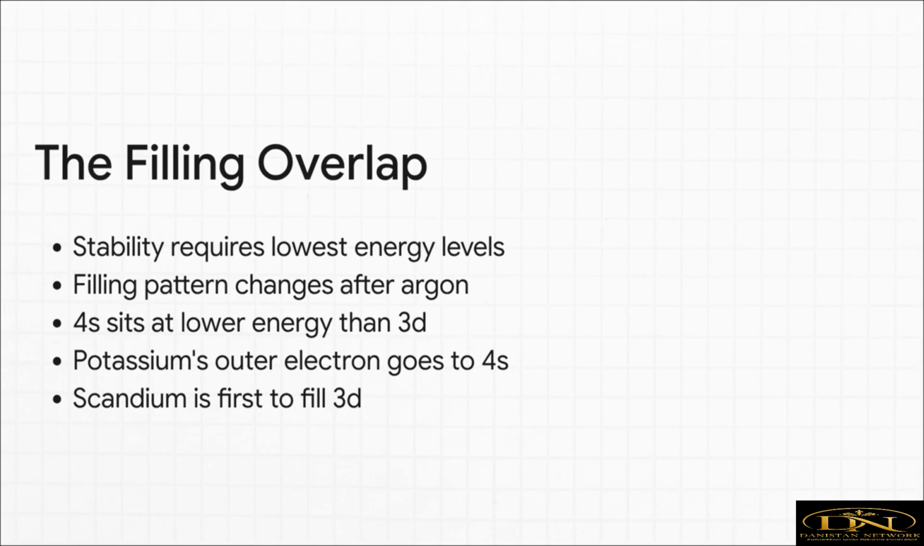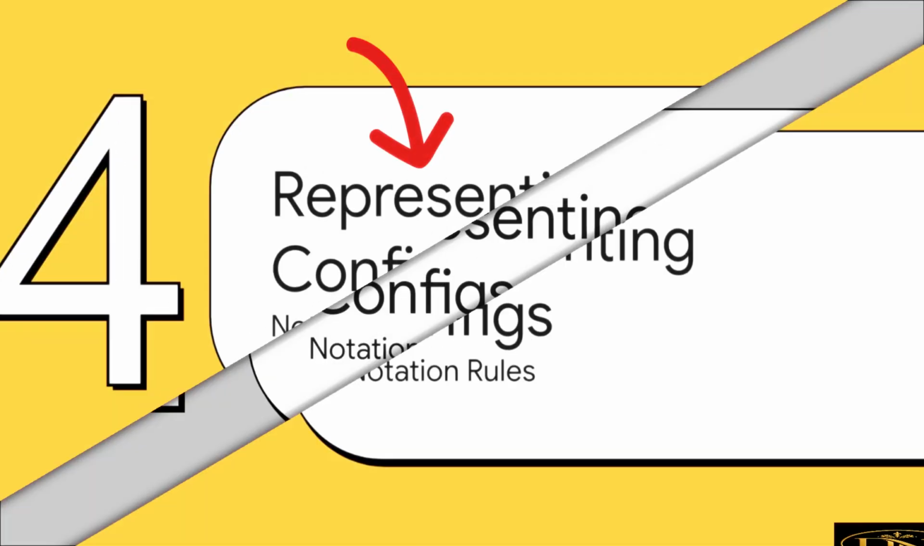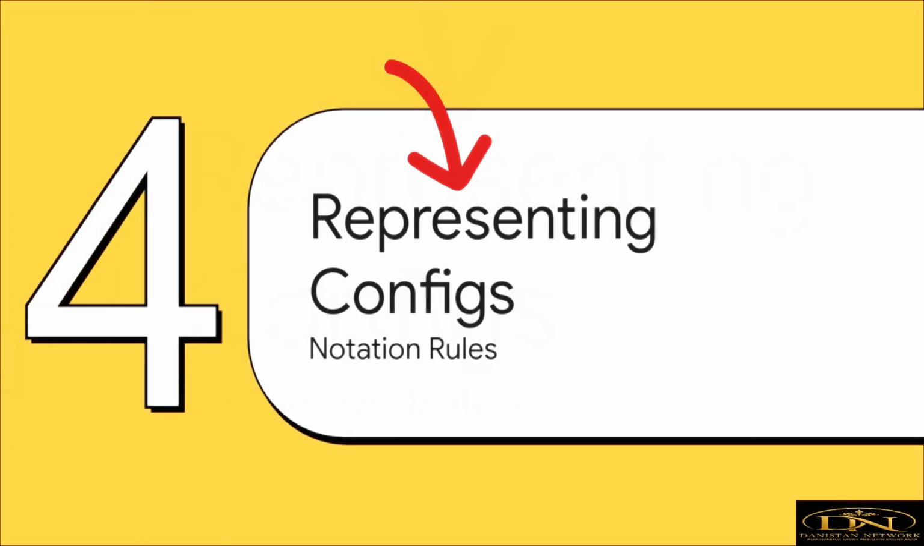This brilliant little twist of quantum mechanics explains exactly why potassium's outer electron enters 4s instead of 3d. It actually isn't until element 21, scandium, that an electron finally goes back to start filling up that 3d subshell. Which brings us to section 4, representing electronic configurations, notation, and the first 18 elements.